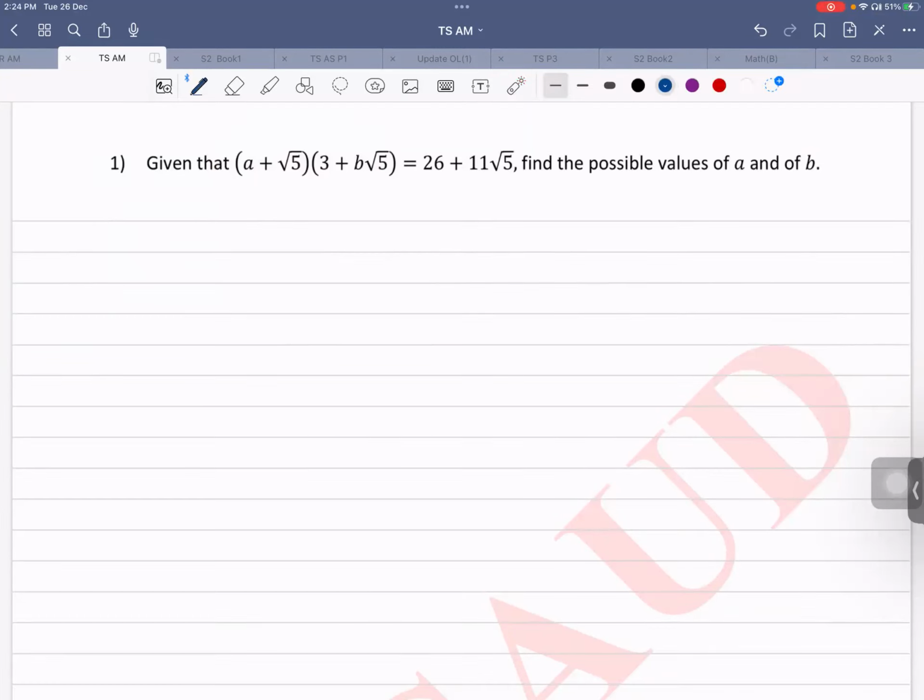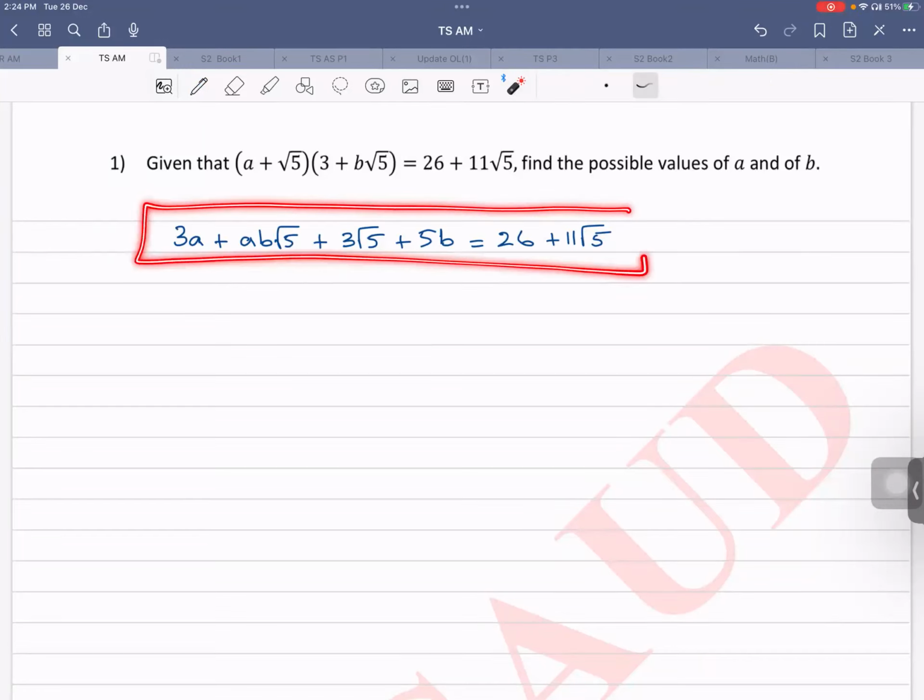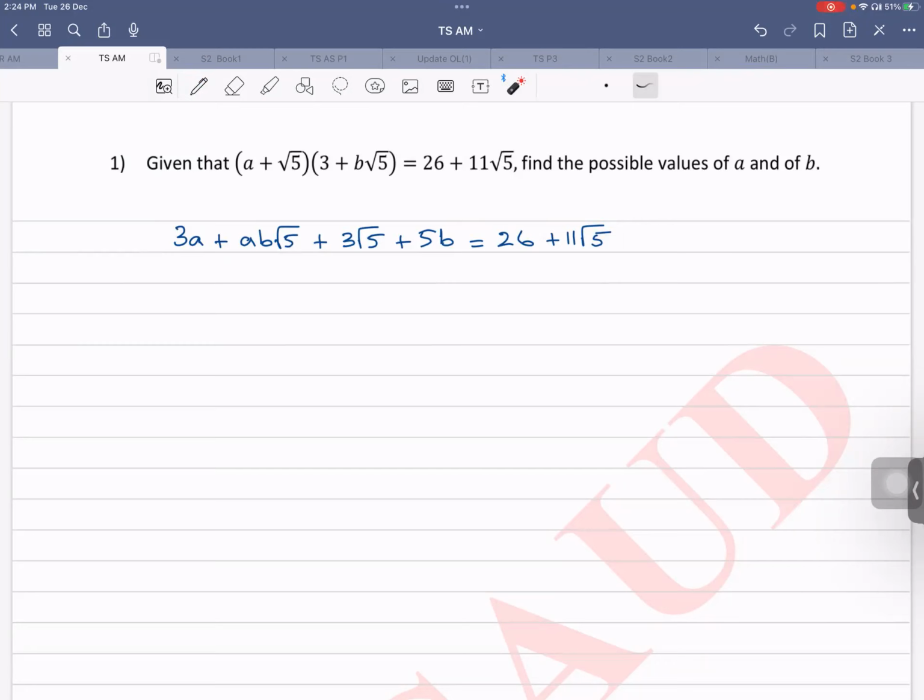3a plus ab square root 5 plus 3 square root 5 plus 5b is equal to 26 plus 11 square root 5. I don't think we can simplify this equation further. So there's a concept that we are going to use, and that concept is called comparing.